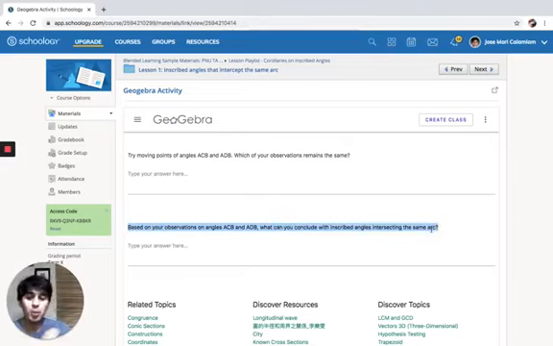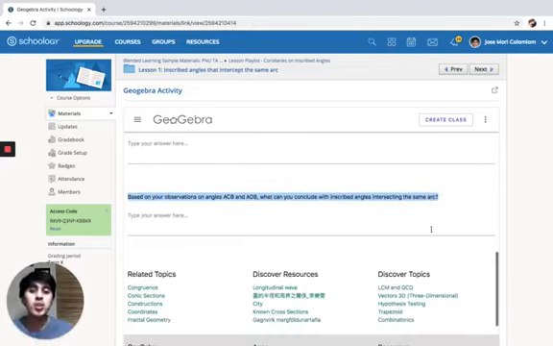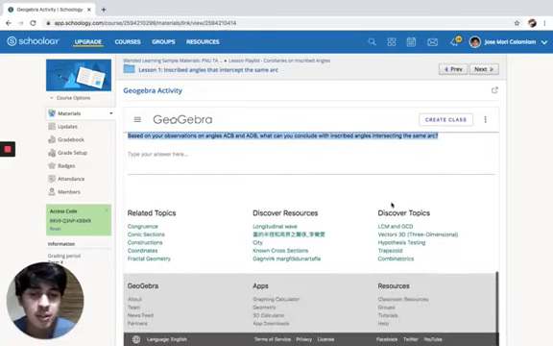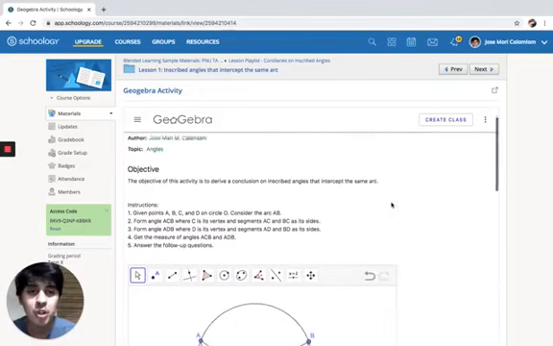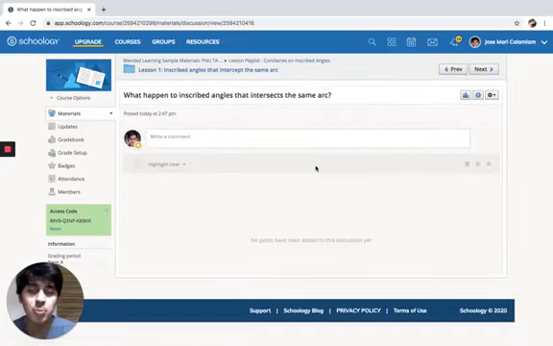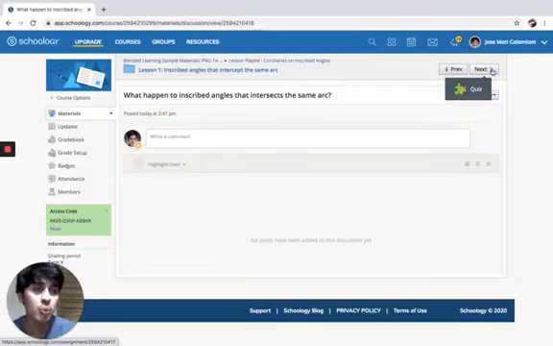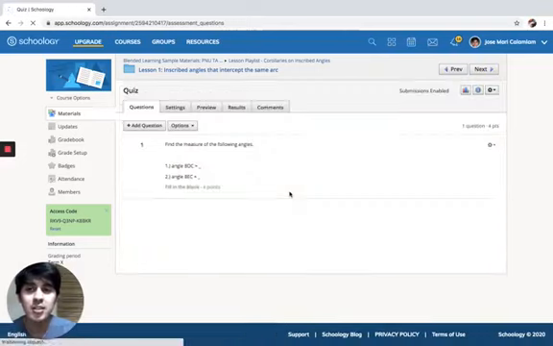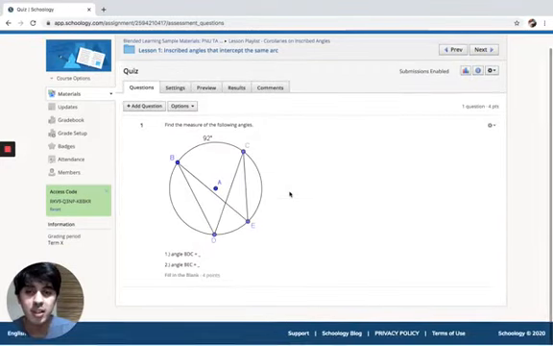Okay, and then after the observation, they're going to give a conclusion about inscribed angles and the arcs that they intersect. Now after that, they're going to share their conclusion or observations in this discussion part. And then after the discussion part, they will check if their observation is correct by answering the quizzes.